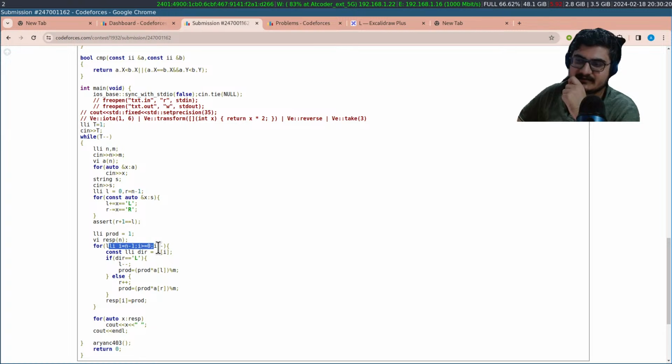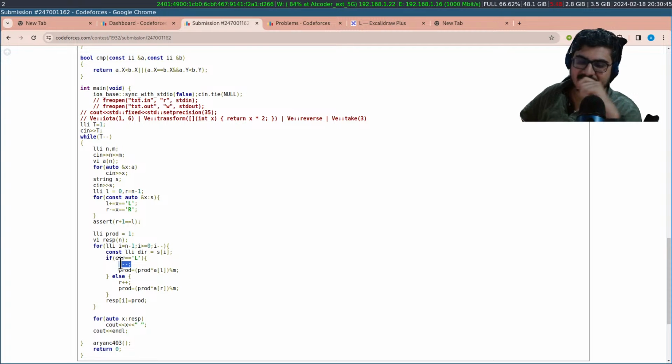I iterate on the string in reverse and look at the command. If I am processing the commands in reverse, then whenever the left command appears, I add something on the left side. If the right command appears, I add something on the right side. So if the original command was to move left, when I was deleting it, now instead of deleting, I am adding a new value over here.